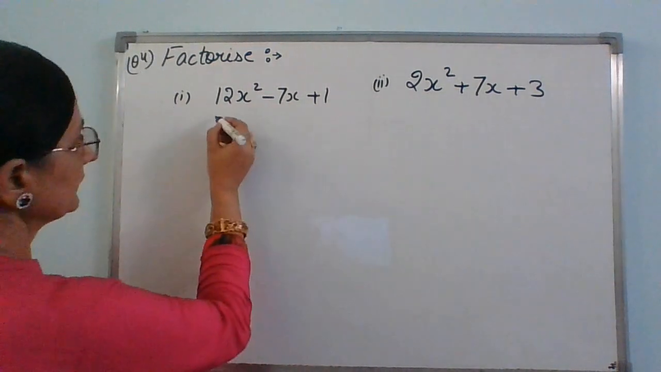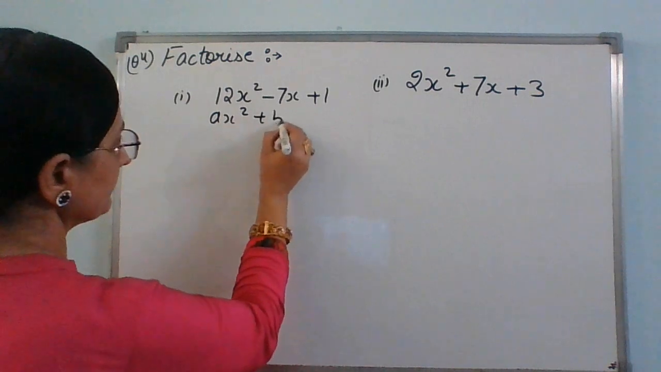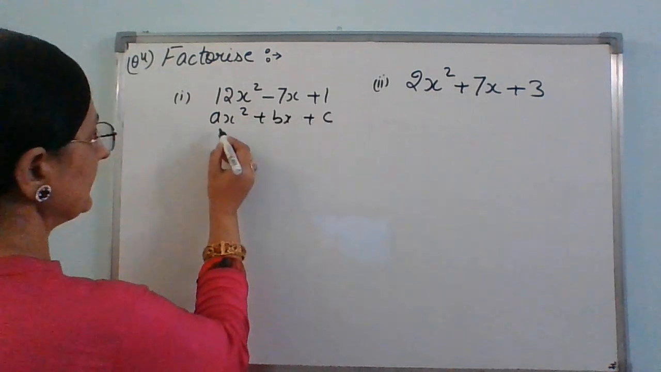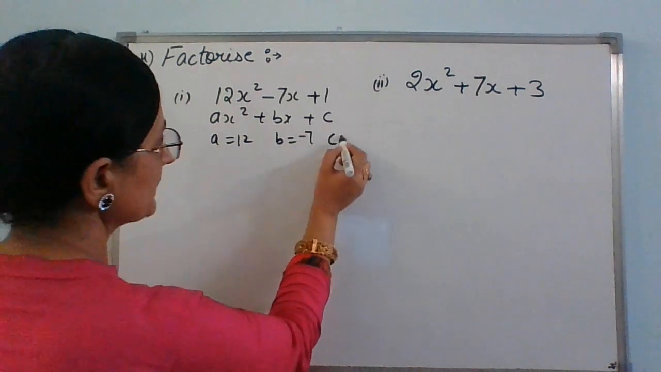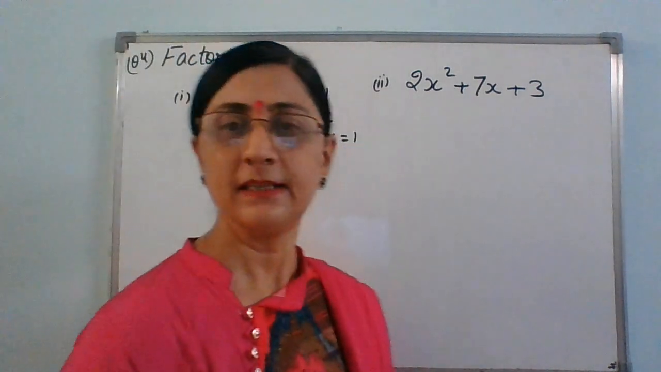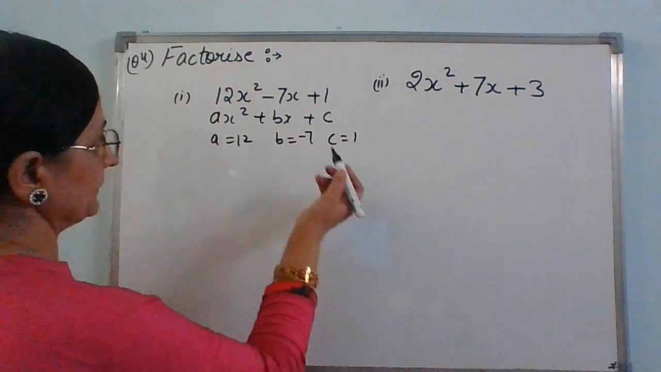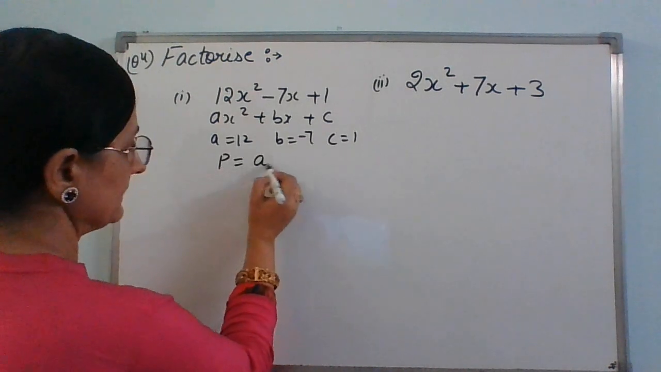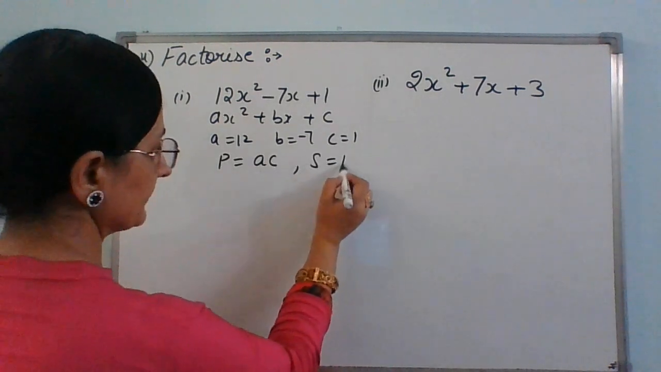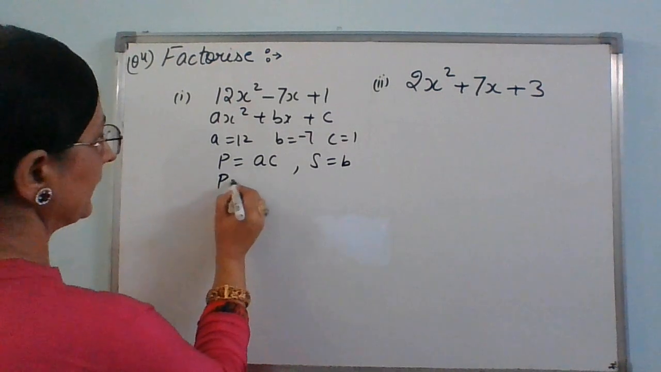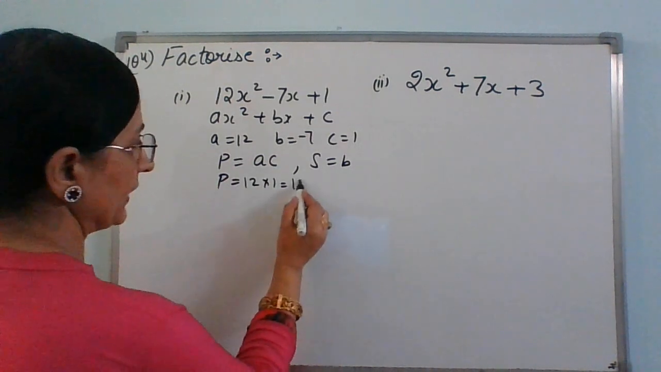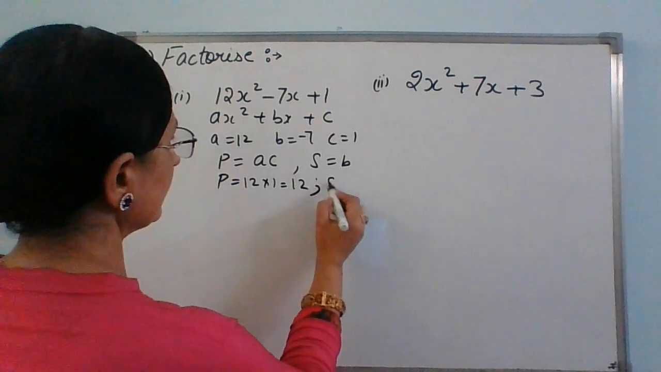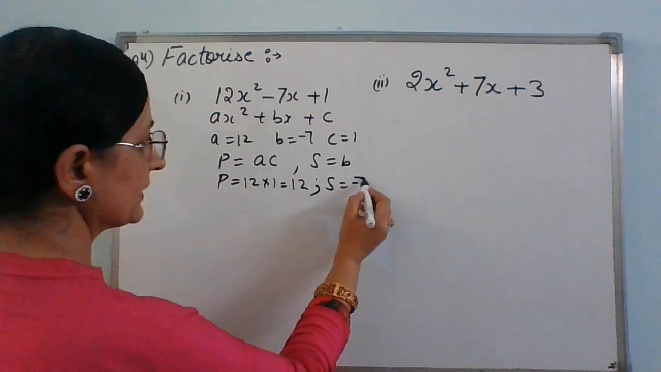How? So here we compare it with ax square plus bx plus c. What is a here? It is 12. What is b here? It is minus 7. What is c? It is plus 1, right? Now, we should know the sum and the product. Product is formed by a into c, and sum is the b, right? So here the product is a into c, that is 12. The sum here is minus 7.